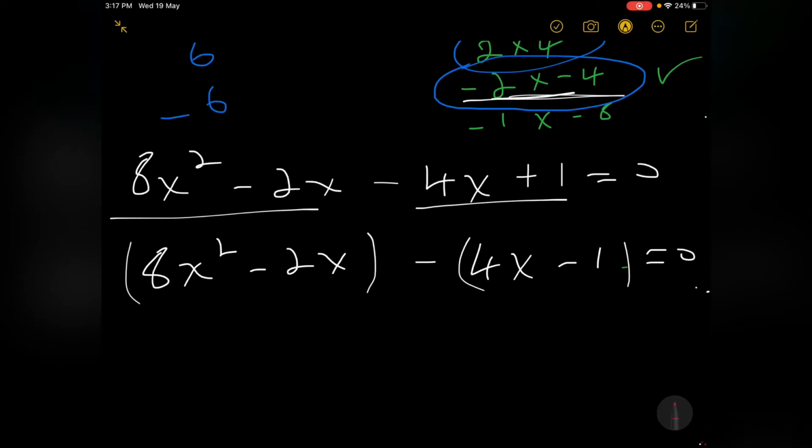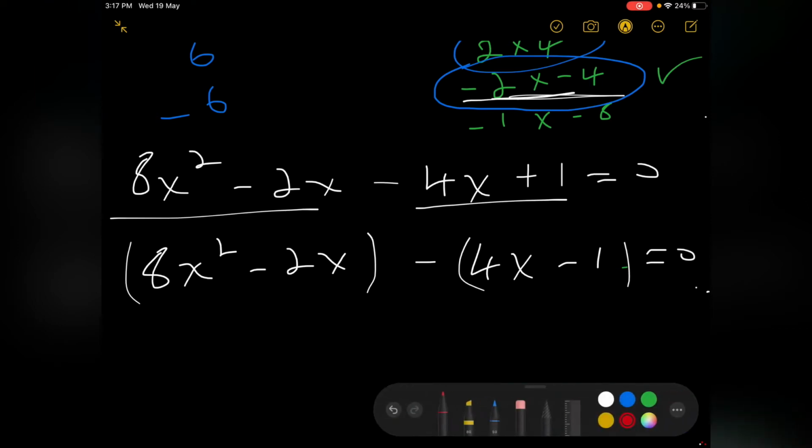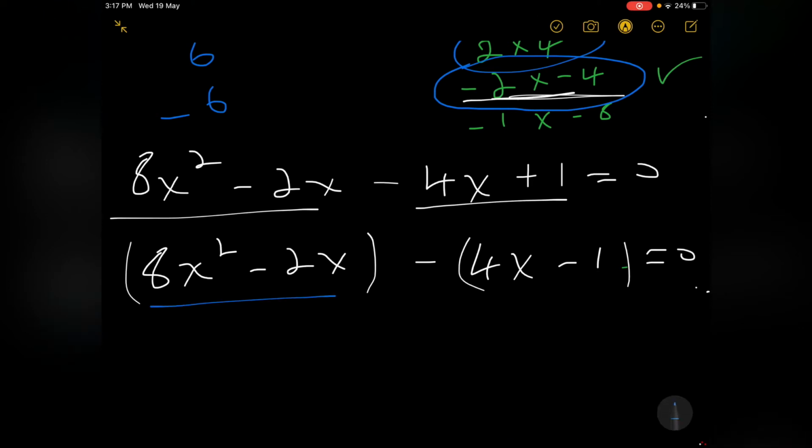Now, as we did before, we factored both parentheses. So when we factor this first one here, we're going to take out what is common. And remember, we're taking out the highest common factor, not just any factor. So here we can see that 2x is common in both because 2x can go inside 8x squared. So we're going to factor out 2x.